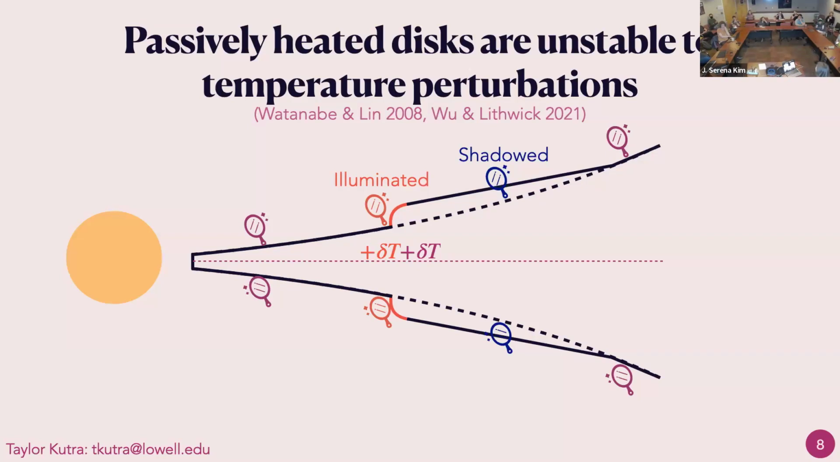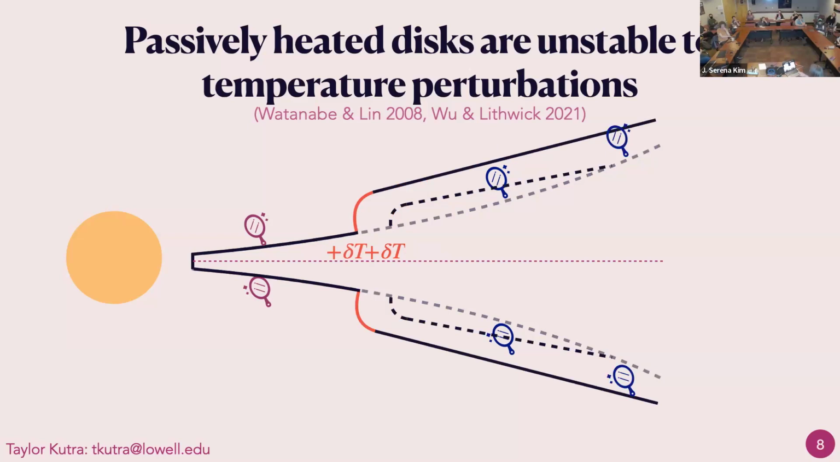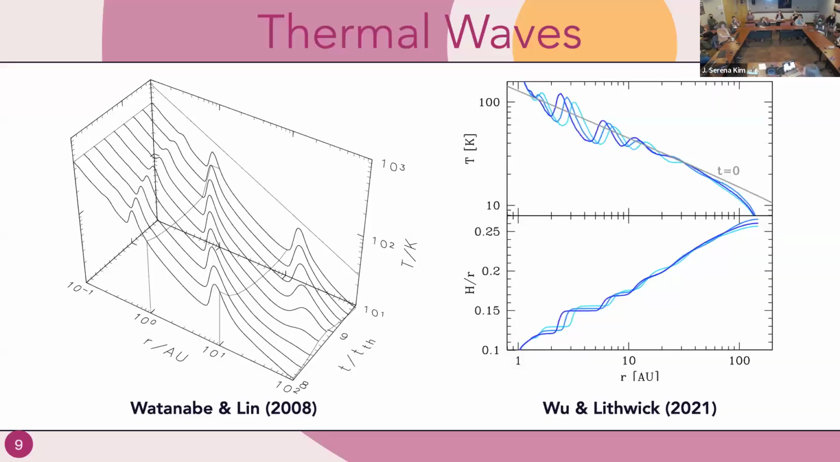Now we have the same amount of starlight spread out over a larger area. And so this will cool in the shadow. I hope you can see here that this thermal wave is not only going to grow, but it's also going to move inward. And so that's what it does. And that's what folks found.